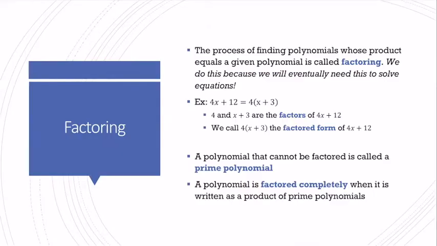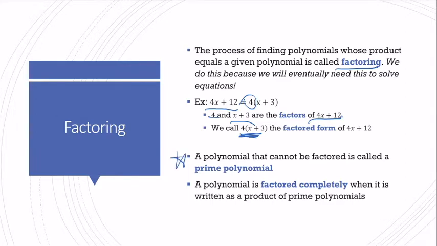The process of finding polynomials whose product equals a given polynomial is called factoring, okay? We do this because we'll eventually need to solve equations. So if I have the polynomial 4x plus 12, I could pull out a factor of 4 and rewrite that as 4 times x plus 3. So I was pulling out the greatest common factor. 4 and x plus 3 are the factors of 4x plus 12, and this is the factored form.